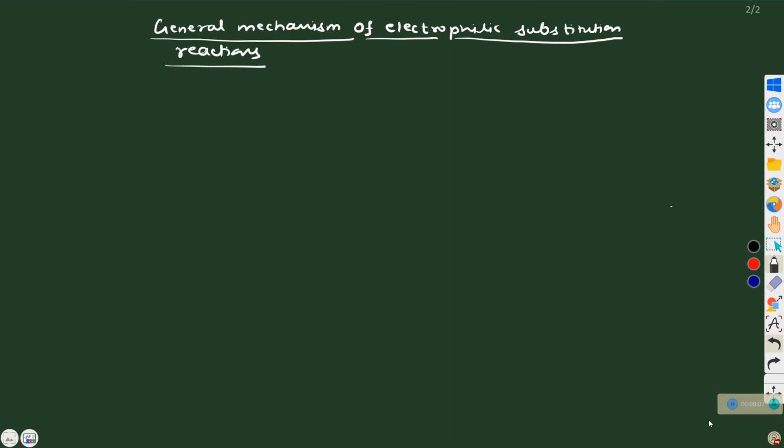Hello everyone. Today I'm going to explain the general mechanism of electrophilic substitution reactions. These are the characteristic reactions of aromatic hydrocarbons such as benzene, the most common one.